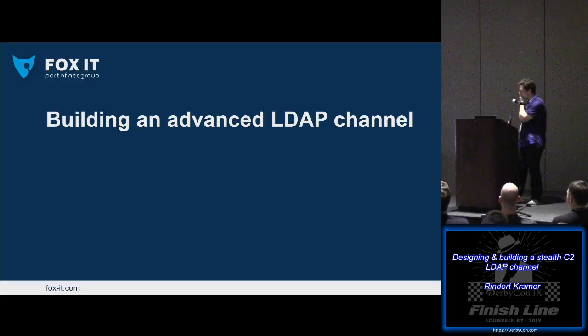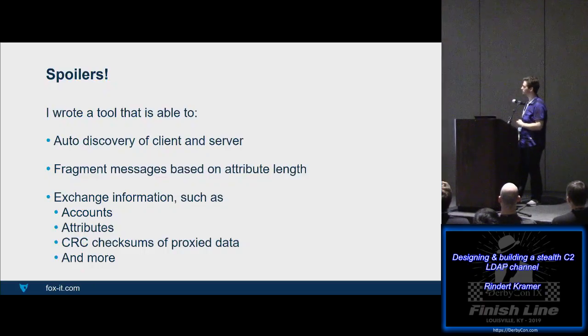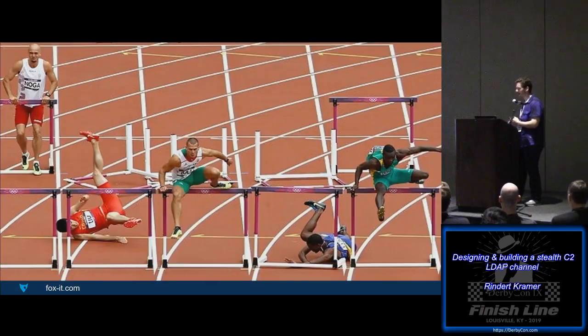So that's why I decided to build a more advanced LDAP channel that mitigates most of these issues. A small spoiler for the end of the presentation: I wrote a tool that's able to auto-discover a client and server, fragment the messages based on the attribute length that's selected, and exchange information such as accounts, attributes, CRC checksums, proxy data, and more. But there are no solutions without having a problem first, and there were quite some hurdles that needed to be overcome during the development of that tool.